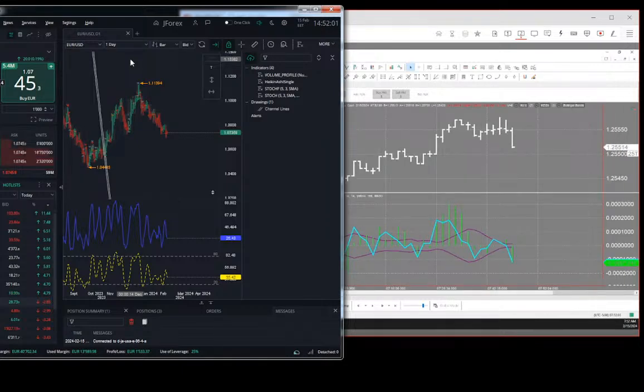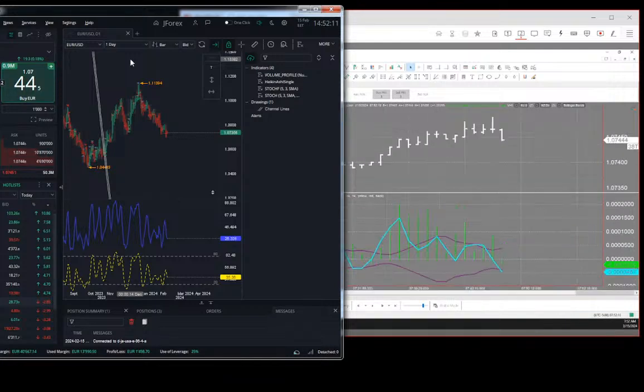Let's see. So there it is right there on the screen. That is the pound. Let's put the euro in there. Right there. There it is. Went into the buy right there. This is live. What's this? Whose message is this? Open.